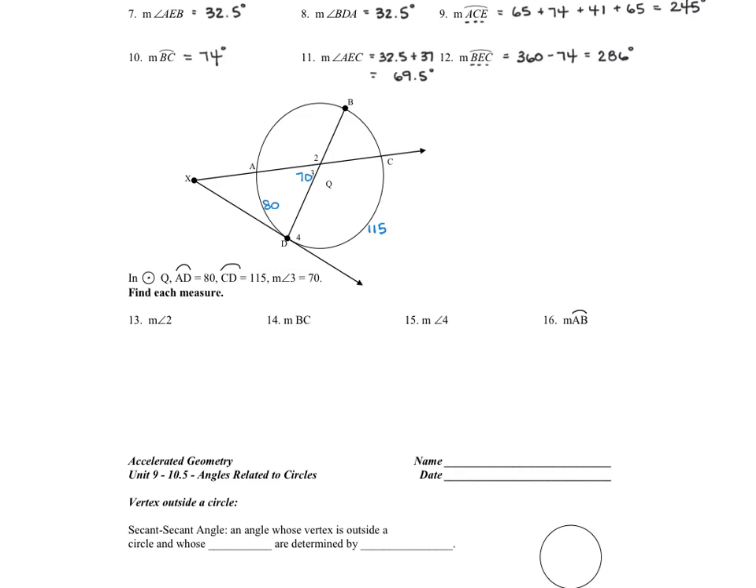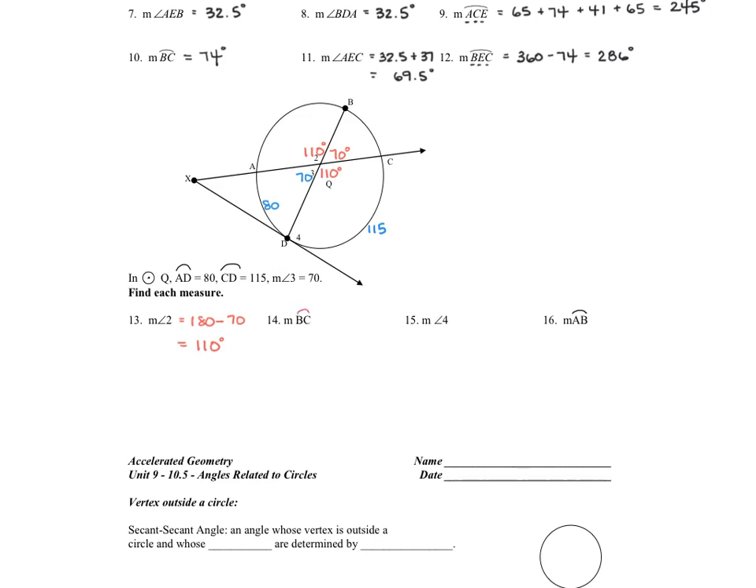So if we start trying to answer the questions, the measure of angle 2. Well, the measure of angle 2 and the measure of angle 3 are a linear pair. So if I take 70 degrees away from 180, the measure of angle 2 is 110 degrees. And it may help me later on, so I'm just going to look at the vertical angles here real quick and fill in the rest of the angles around that intersection point.